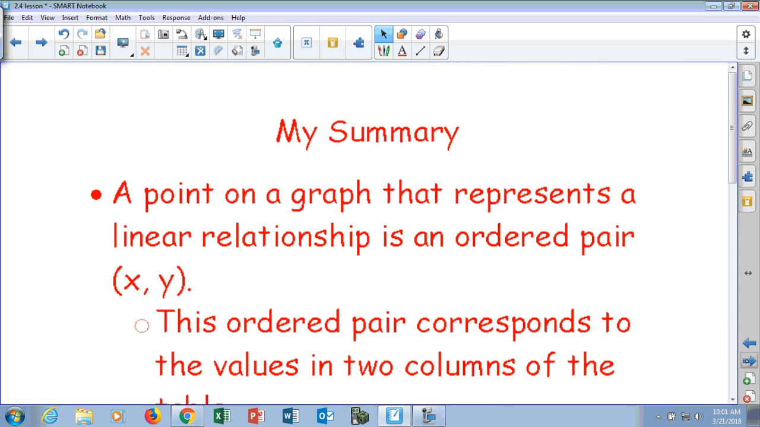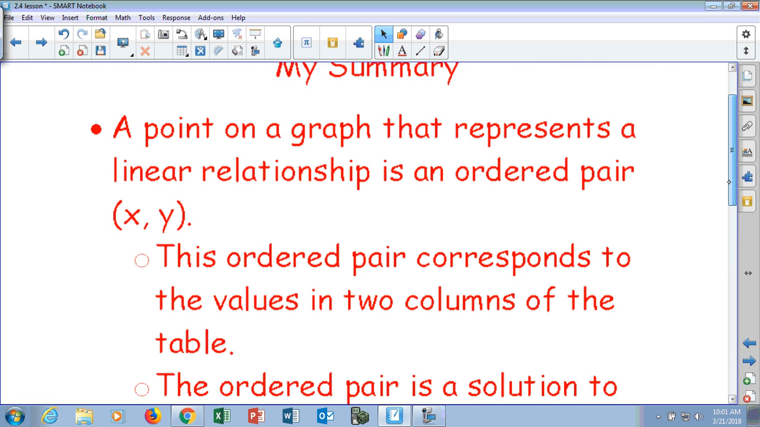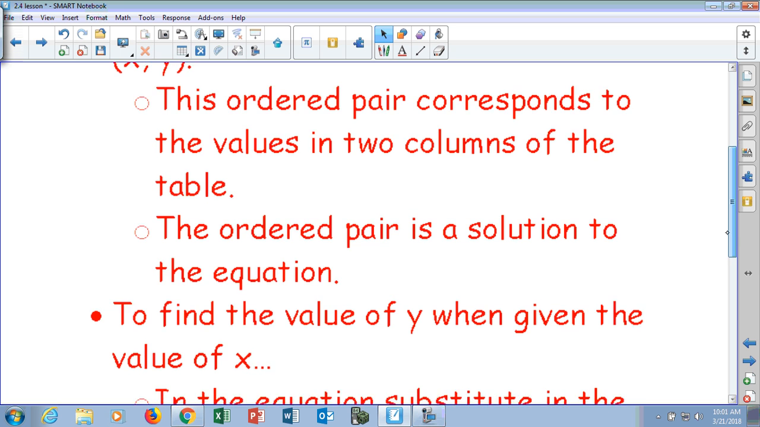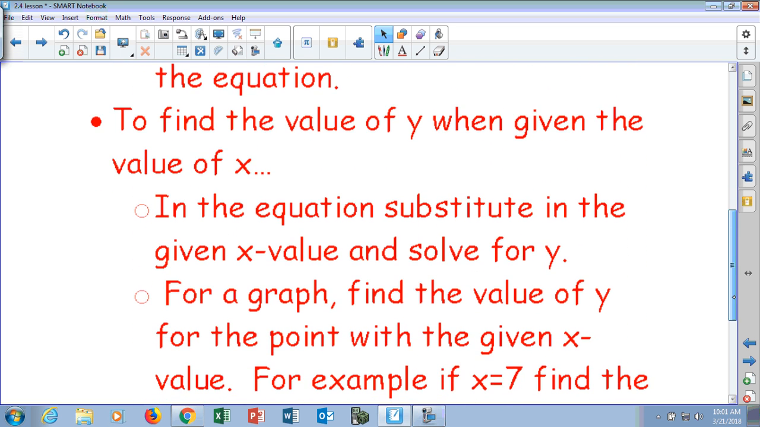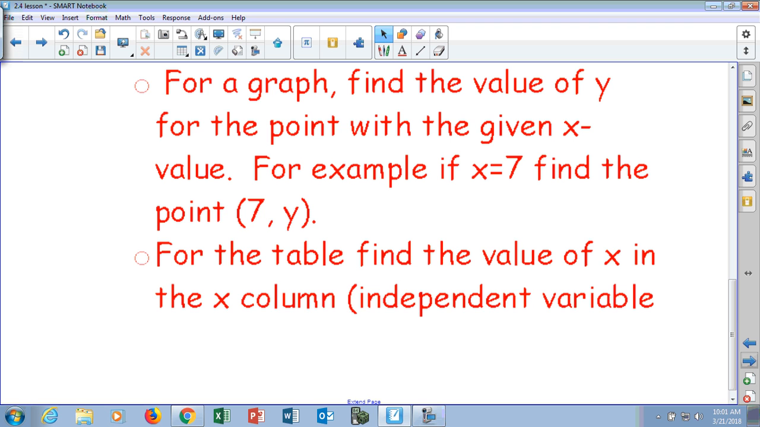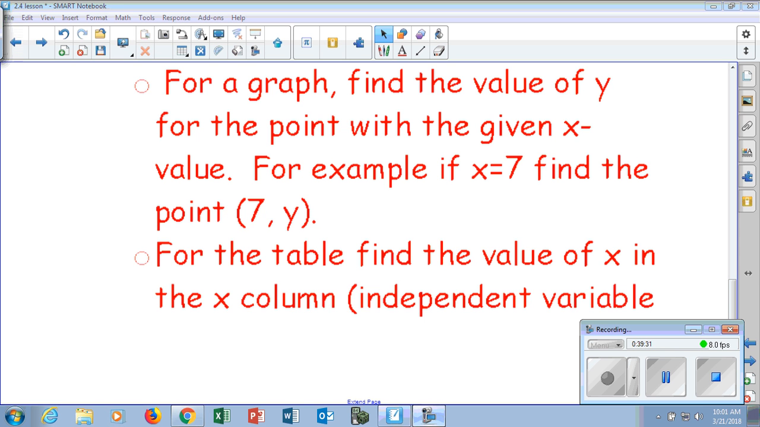Okay, here's our summary. This goes over all of the points on a graph, ordered pairs, finding values of x and y together and substituting them. Look over all of these before our quiz. Look over all of these while you're doing your homework. This is basically a summary of what we are going over. That is it for our notes for today.